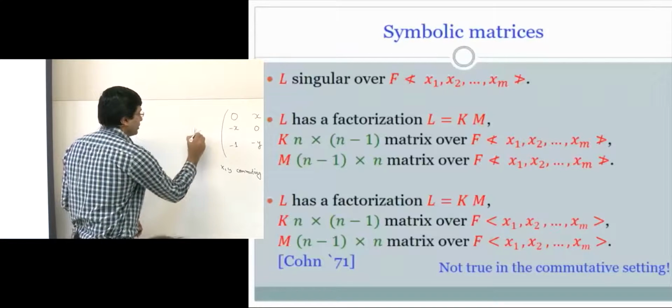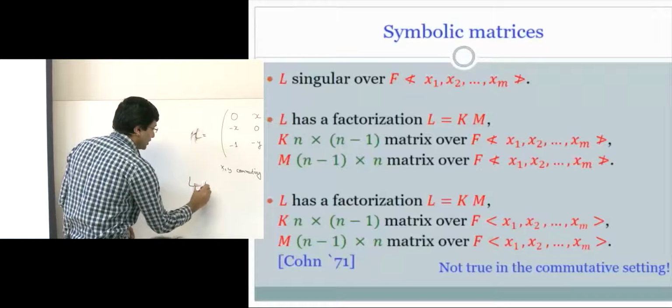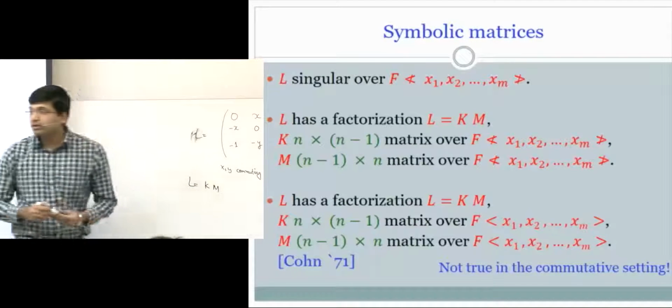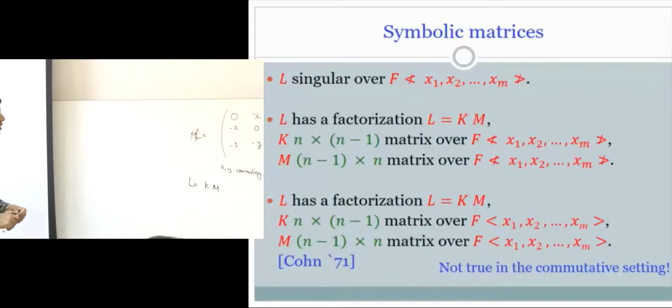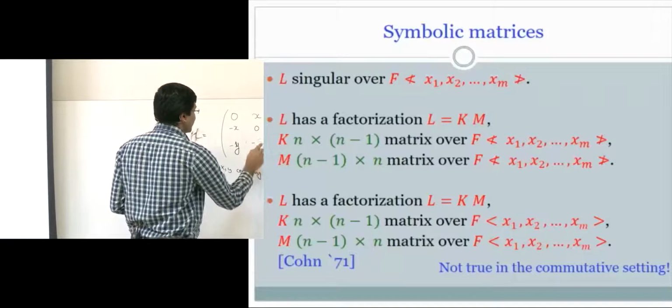So this matrix has a factorization K times M. Maybe it should be y and 1. Oh, sorry. Yes, you're right. Thanks.